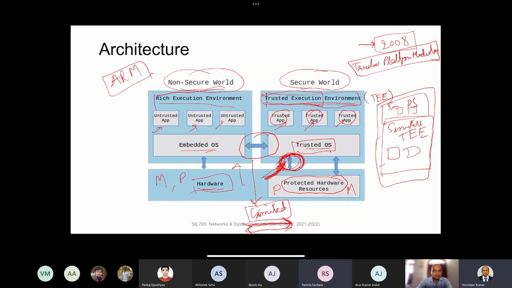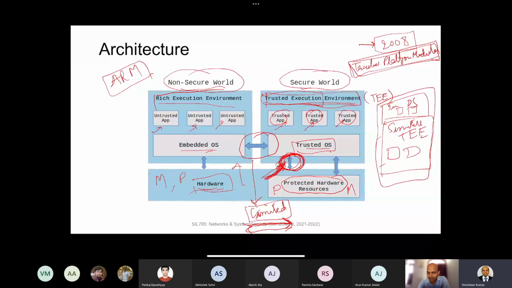Sir, is this trusted OS something inside Windows? Sorry, is this trusted OS separate from the Windows OS that we are using? Yes. So let's just talk about the trusted platform module.